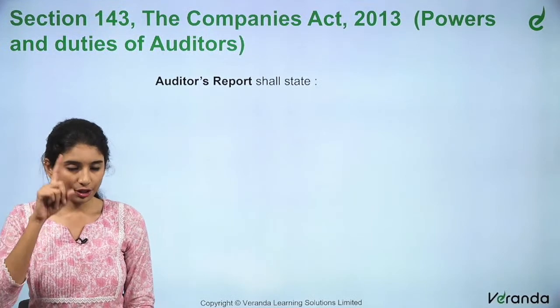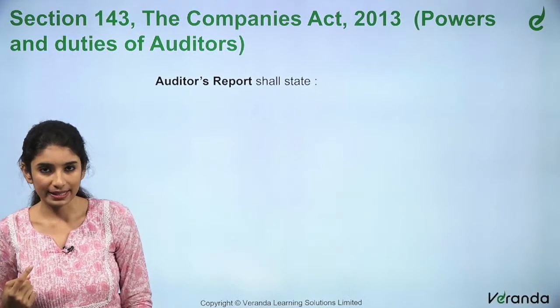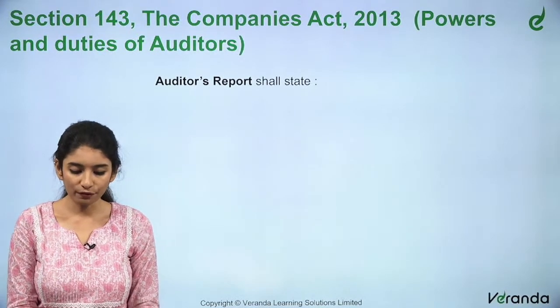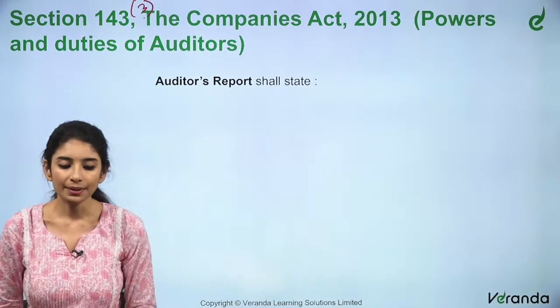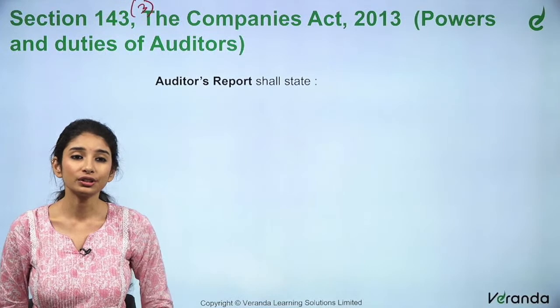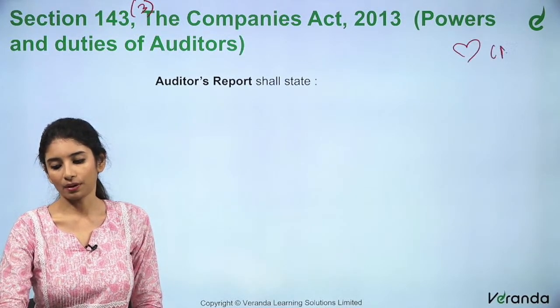So, we finished section number 134. 134 spoke about director's responsibility statement. Now, we are going to do section number 143, subsection 3. The Companies Act, it talks about the powers and duties of an auditor. 143, easy to remember, auditor.